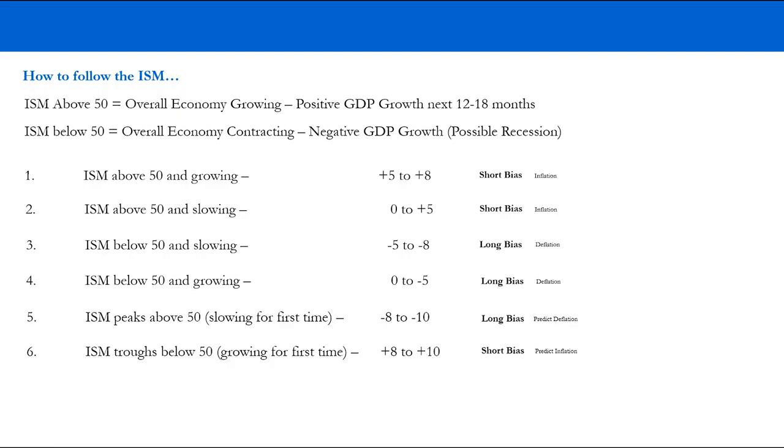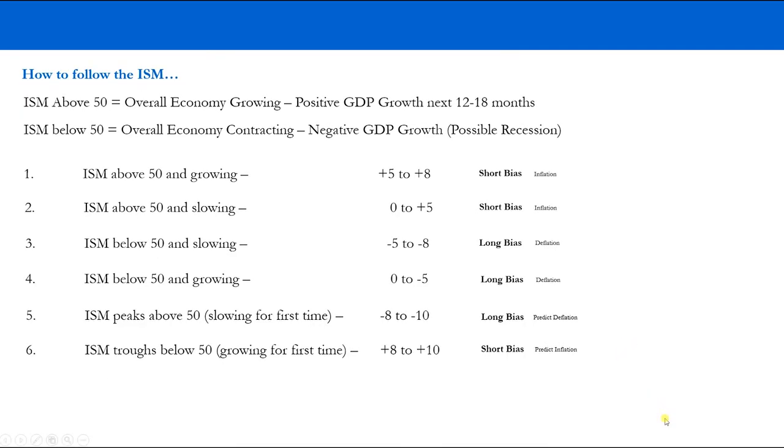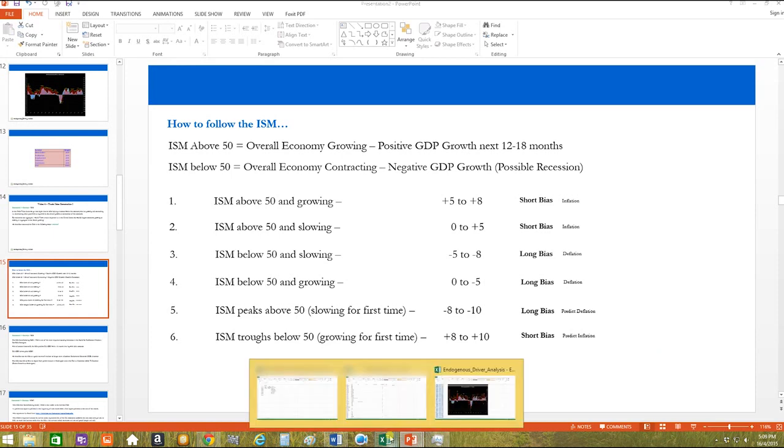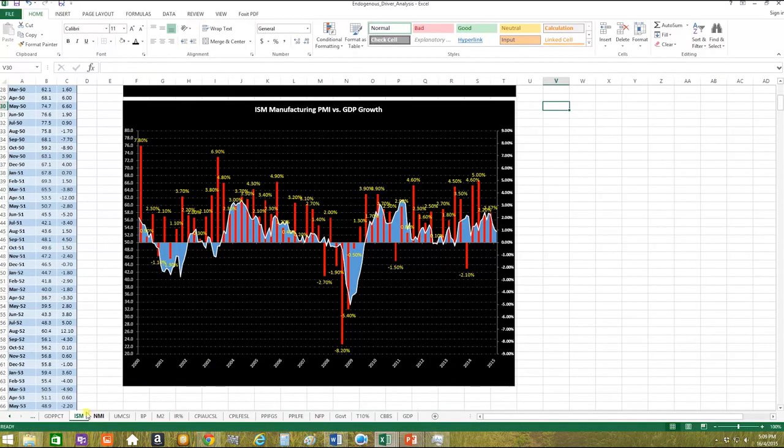So again, we're going through this and getting our hands dirty and really getting into it. So hopefully you're picking this up as we go along. But what we can do now is go over to the spreadsheet and just have a look at some of these cases. Okay, so let's go over to the endogenous analysis spreadsheet and start looking at how this really works with the ISM.